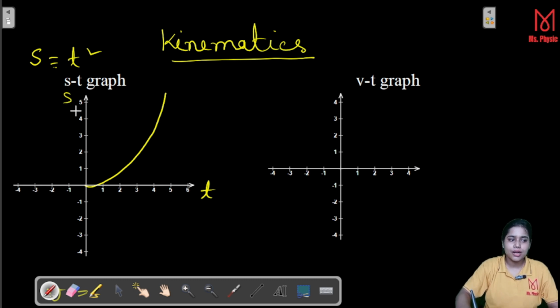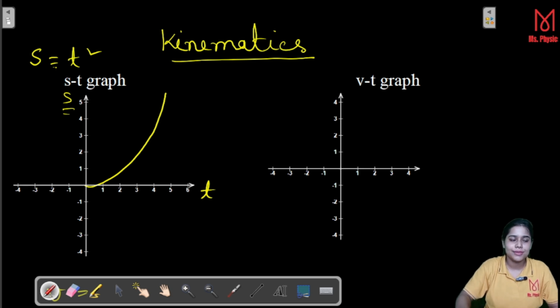Now, one question I have seen most of the time from students: along the x-axis which one should I plot, t or s? They are confused. Actually there is a thumb rule. You have to remember that along the x-axis we always plot the independent one. Time is always independent of s, but s depends on time. So the dependent term is plotted along the y-axis and the independent one along the x-axis. So x independent, y dependent.